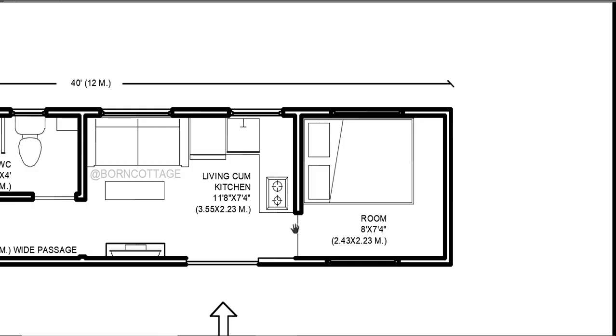And if we go on the right side, so we have bedroom number 1 here. You can see here the bed arrangement and two large size window for ventilation and light purpose of this room.